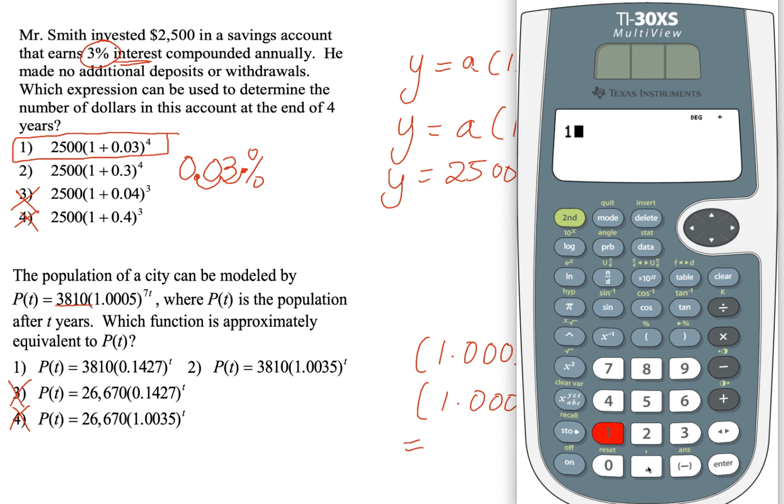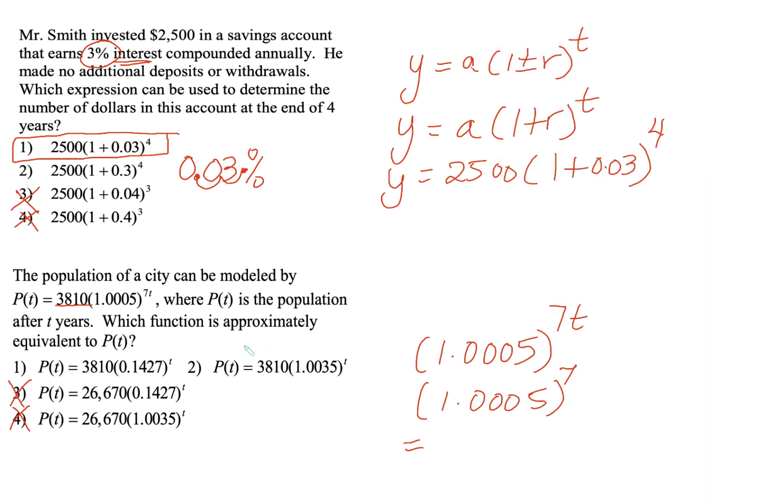I'm going to take 1.0005. We need the arrowhead. Raise that to the 7. Let's go to the right and hit enter. And it gives us a value of 1.0035. Which means our answer is number 2.